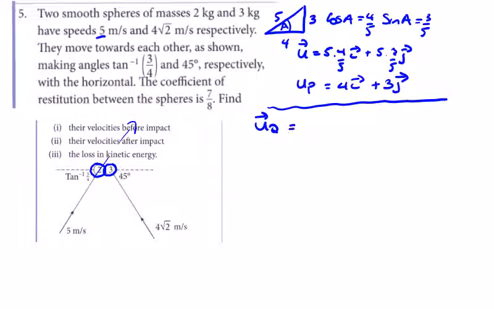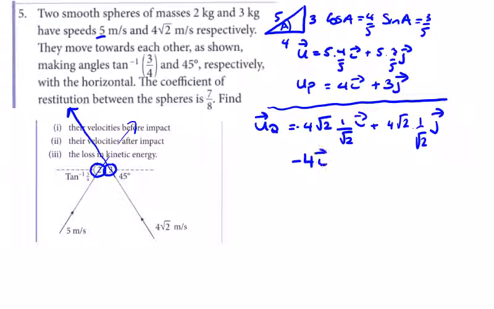Velocity of q is going to be equal to, we have the speed is 4 root 2, and the cos of 45 is 1 over root 2 in the i direction, and this is going in the negative direction over here. And again we're going to have 4 root 2 by 1 over root 2 in the j direction, the sine and cos of 45 being 1 over root 2. So we're going to get minus 4i plus 4j.